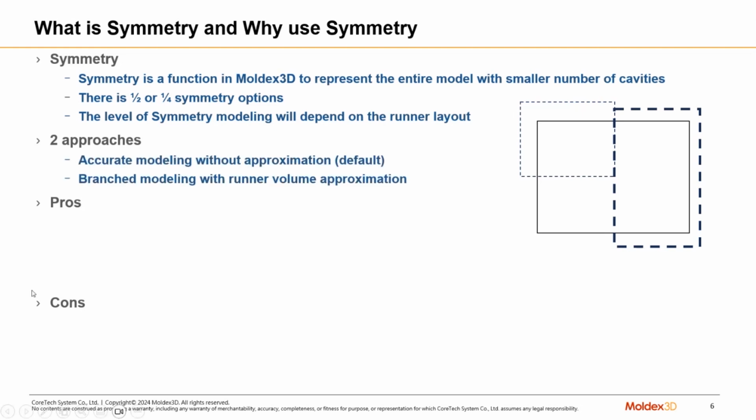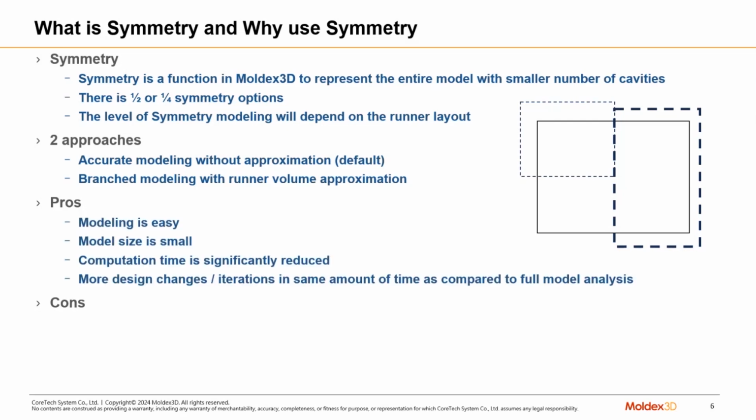And there are two approaches to this symmetry. One is accurate modeling without approximation. This is the default one, which I'm going to show you in the upcoming slide. And another one is branched modeling with runner volume approximation, right? So we're going to talk about both these approaches. The first one is highly accurate, without any approximation, and that's the default setting we have when you select the symmetry. Another one is the branched modeling with runner volume approximation.